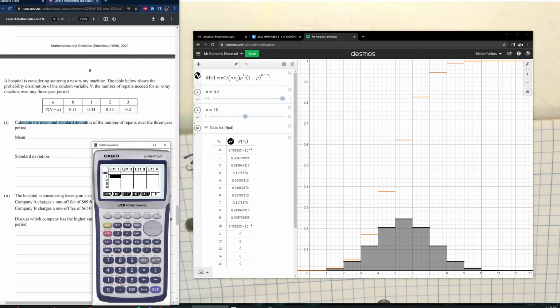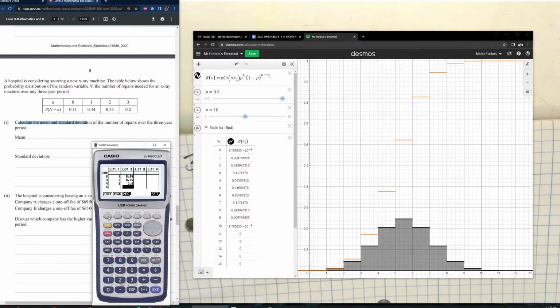You go into stat and you just make up lists. So you put n in the first list, 0, 1, 2, 3, and you go over and you go 0.11, 0.34, 0.35, 0.2. Then what you want to do is calculate one variable, but we need to set first. So the list is in list 1, yeah, that's what we did, and then the frequency of each thing happening is in list 2.